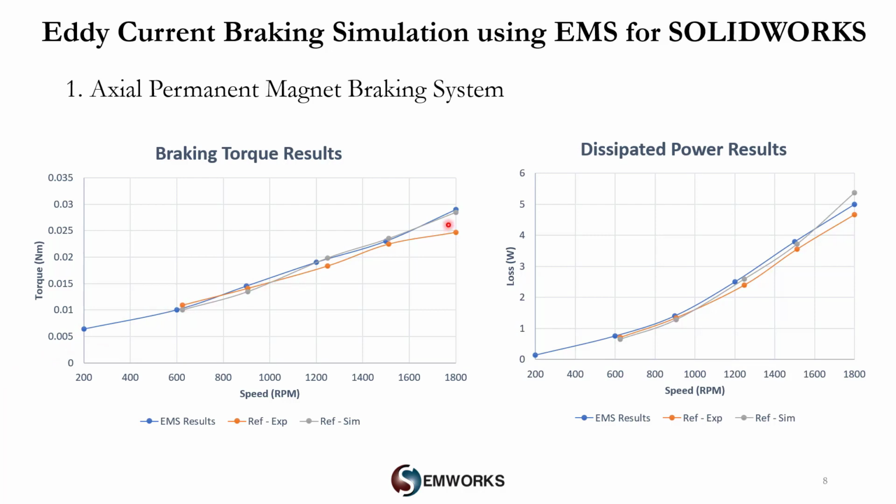A slight difference between the simulated and the experimental results can be noticed at the speed of 1800 rpm here, and this is due to the temperature effect, which is not taken into account in this simulation. The dissipated power as well is increasing with the speed. This is the dissipated power inside the copper disk.